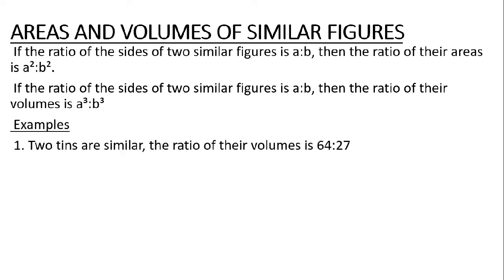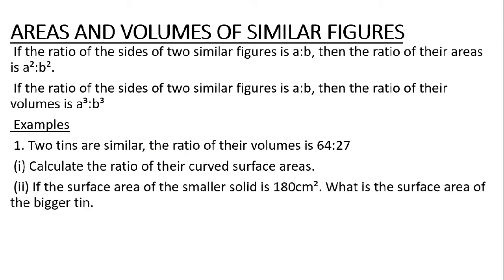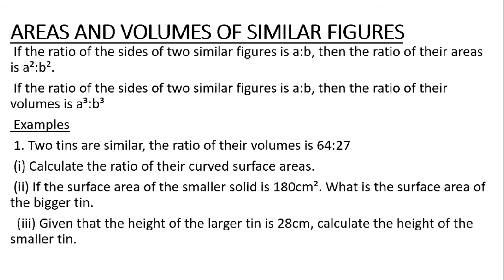Examples: two tins are similar. The ratio of their volumes is 64 to 27. Calculate the ratio of their curved surface areas. If the surface area of the smaller solid is 180 square centimeters, what is the surface area of the bigger tin? Given that the height of the larger tin is 28 centimeters, calculate the height of the smaller tin.